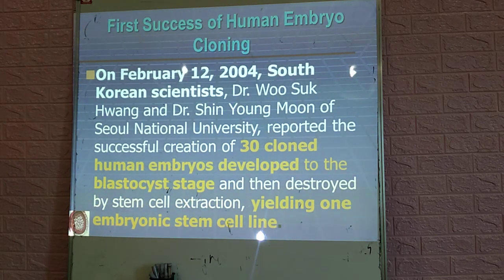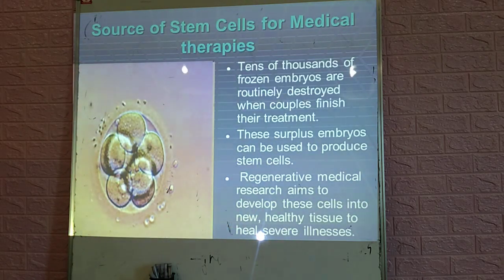So they developed them to the blastocyst stage, usually 3 to 5 days, 4 or 5 guys, and then these were destroyed by stem cell extraction. Of course, they're going to get only the inner cell mass, if you are to recall. So the whole embryo is destroyed. And remember that specific ethical implication, yielding one embryonic stem cell line. So they only yielded one embryonic stem cell line out of, if you are to remember, so many destroyed embryos.